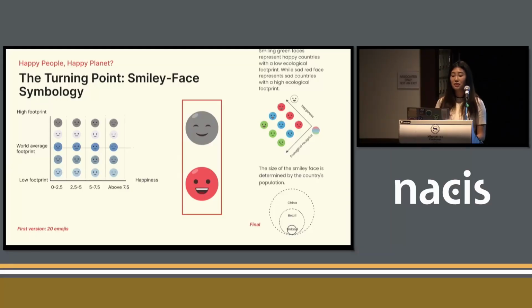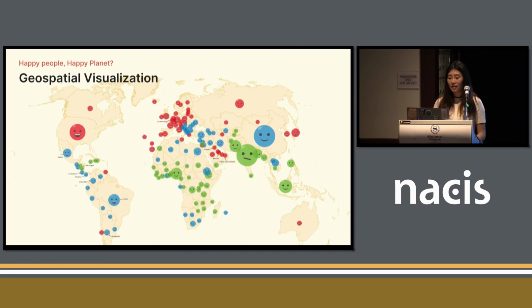We also tried different color combinations, and we ended up with red, blue, and green to show the highest to lowest ecological footprint. And this decision also became the foundation for a unified visual system that connects all the elements of our poster, including the map, but also all the different types of charts. And here is the final map we created.